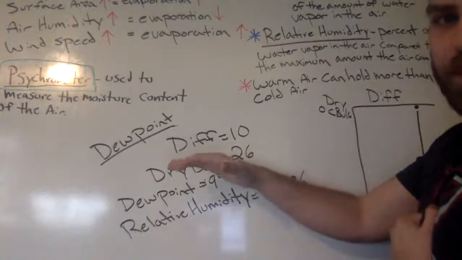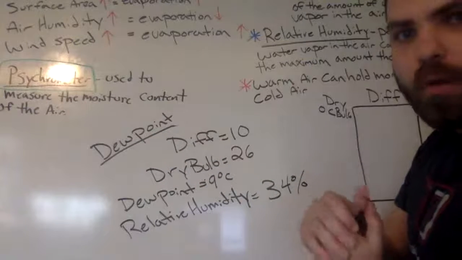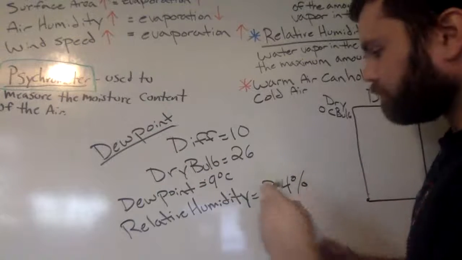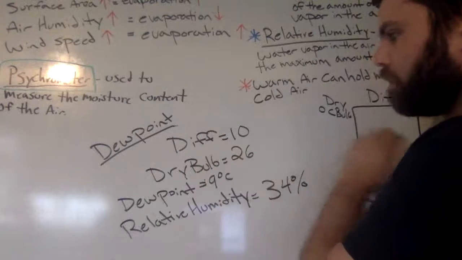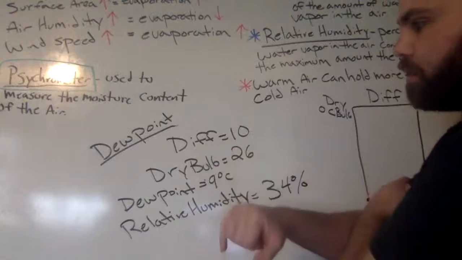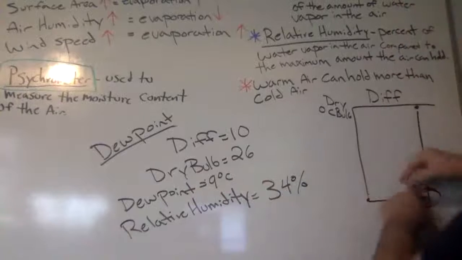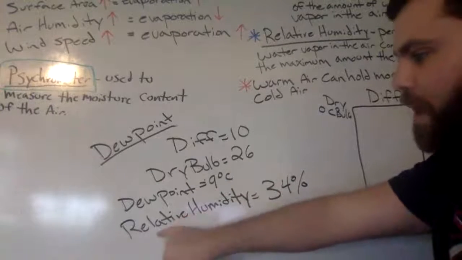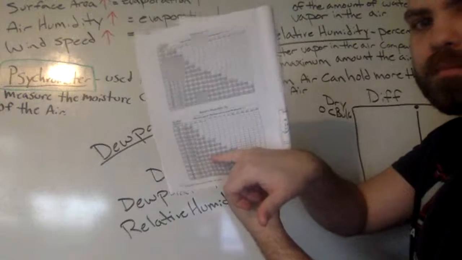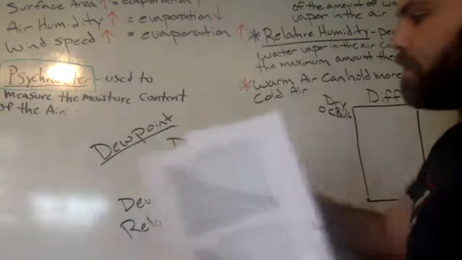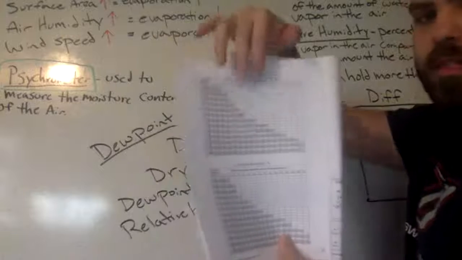There's another step to this problem. We're going to be doing it on Wednesday. So right now, all you have to do is you find the difference, use the dry bulb, and you match it up. You make sure that if I'm asking for relative humidity, you use the bottom chart. And if I'm asking for dew point, you use the top chart.